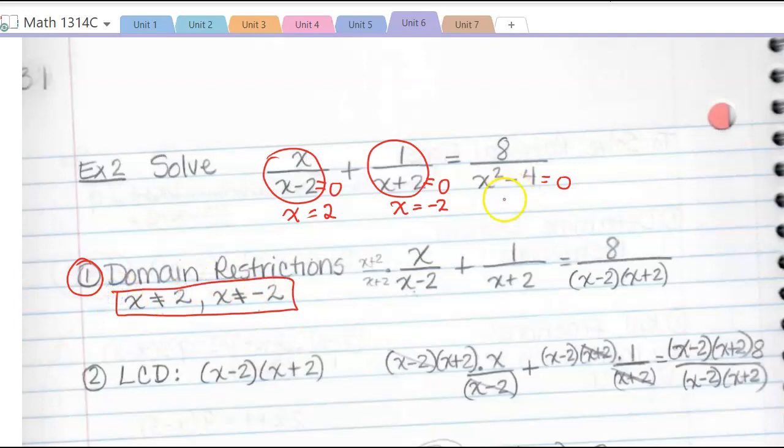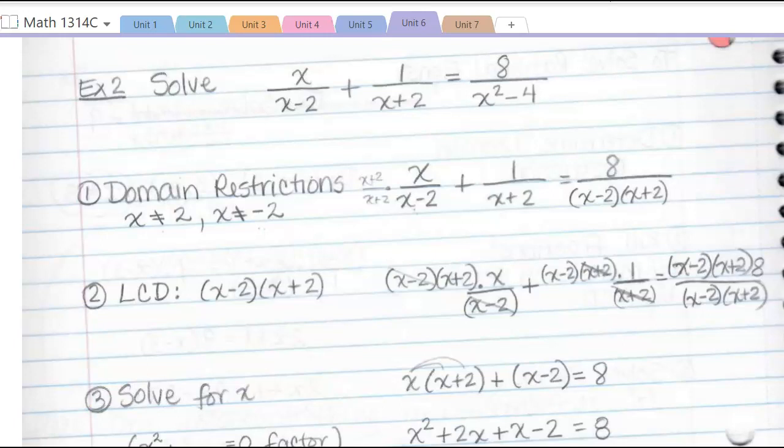When we look at this third fraction, notice it's quadratic, so I'm going to factor this to x plus 2 times x minus 2 and set it equal to 0. We're going to notice that we actually have the exact same values that will make this particular fraction undefined as well. So we have found all the domain restrictions.